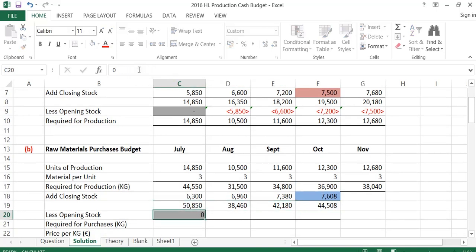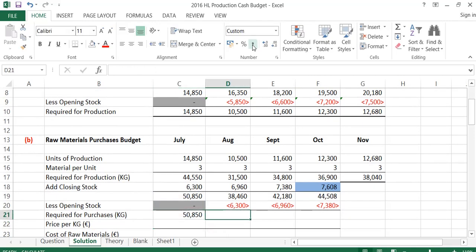Again, there's no opening stock in the first month for the same reason as above. The company is just set up. And here, the opening stock in August is going to be the same as the closing stock in July. The opening stock in September is going to be my closing stock in August. And my opening stock in October is going to be my closing stock in September. And again, we're taking away the closing stocks, which gives me required for purchases in kgs.